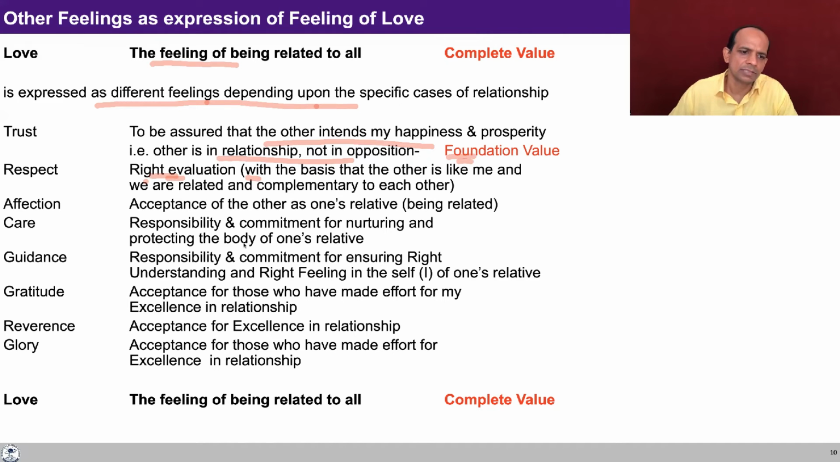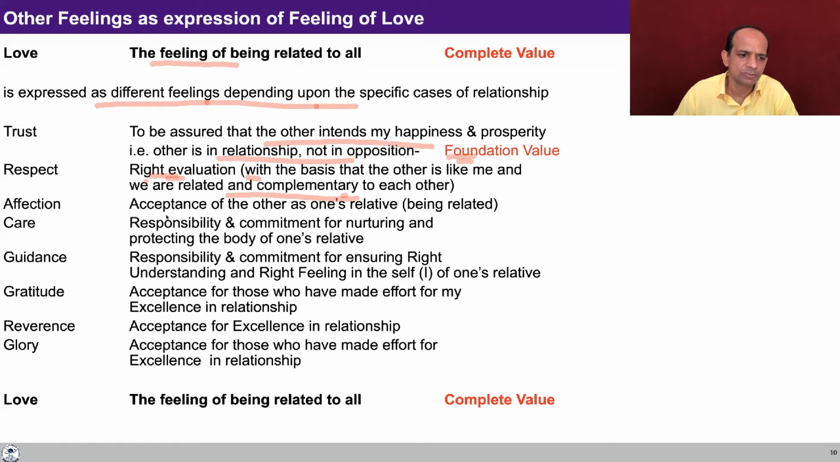And I'm able to see my complementarity with the other. If I have less competence than the other, then I try to understand from the other. But if I have more competence than the other, and competence here means right understanding and right feeling, then I try to be complementary to the other in terms of developing the right understanding in the other, in terms of developing the right feeling in the other. But before that, I have to assure the other in my relationship.